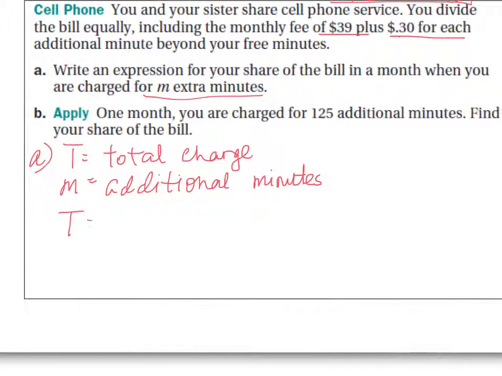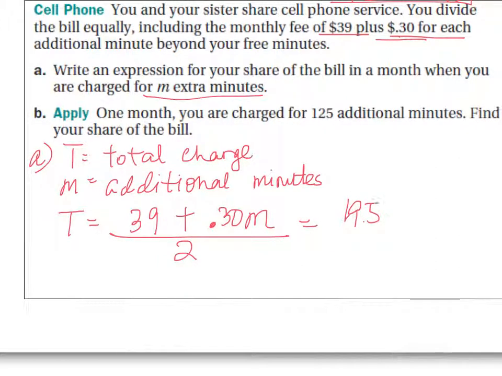And therefore, T equals 39, which is my fixed cost, and I'm going to take 30 cents, that's the rate per minute, so I'll multiply that to m, and then I will have to divide everything by 2 because you're sharing this with your sister. I'm going to further simplify that to 19.5 plus 0.15m.